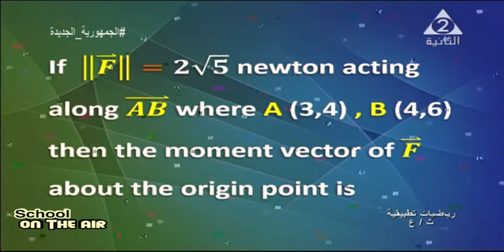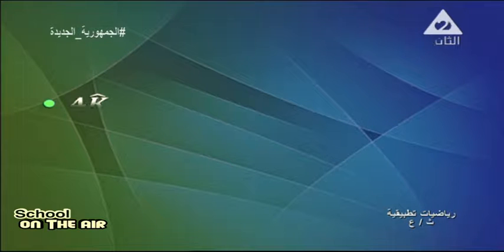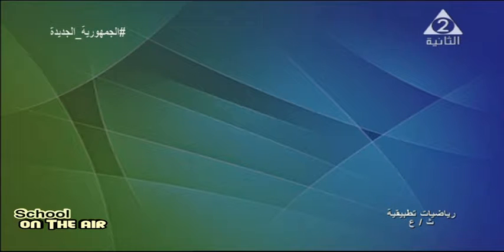Now we move to another one. If the magnitude norm F equals root 5 Newton, acting along vector AB, where A equals (3, 4) and point B (4, 6), then the moment vector of the force F about the origin point is, choose the correct answer: 4k, negative 4k, negative 6 root 2k, or 6 root 2k. Choose the correct answer, my dear student.